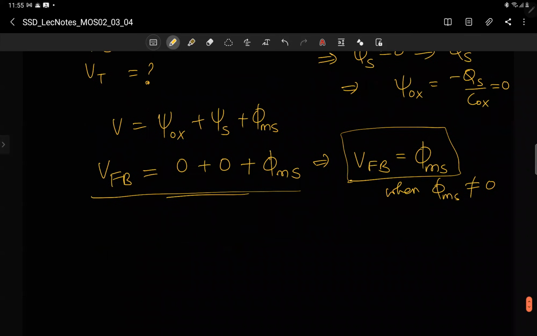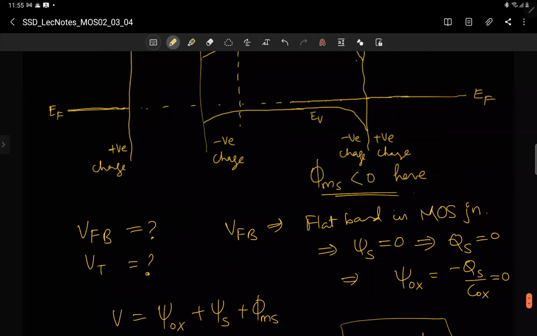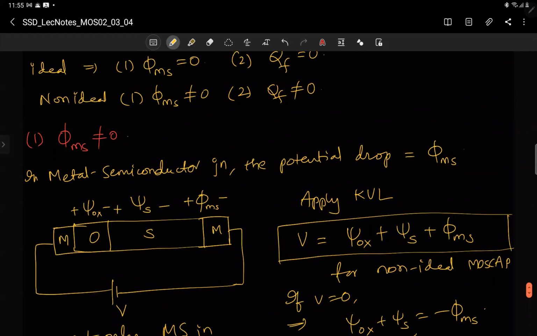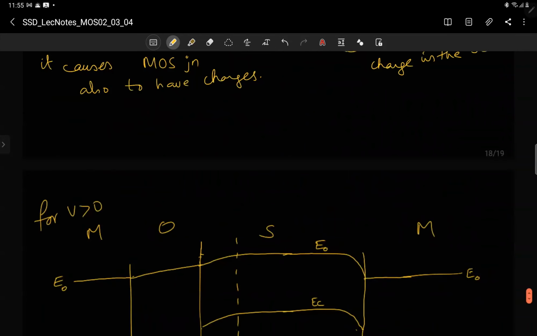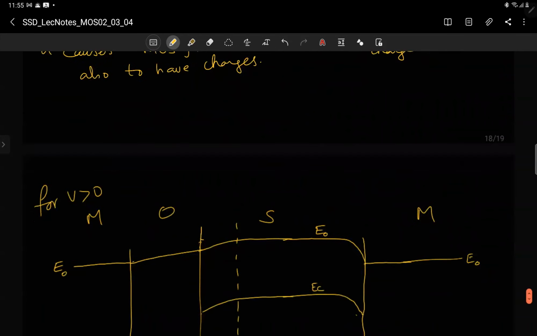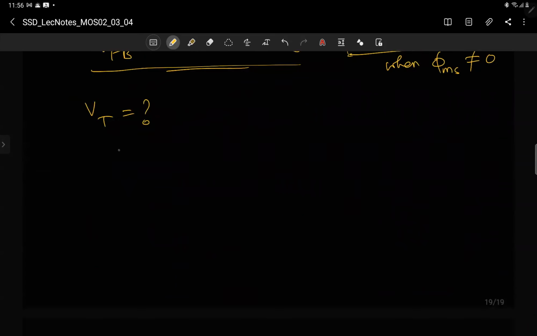What is VT? I will tell this VT condition with the VT expression, and then we will discuss the second case of non-ideality in the next class, the case where QF is not equal to 0. We'll finish the expression for VT here. So what is the VT expression? VT is the applied voltage.